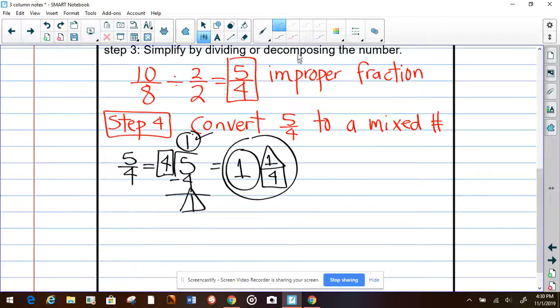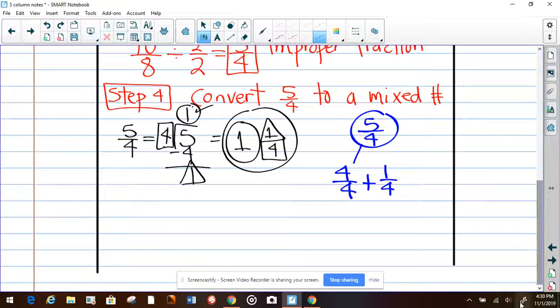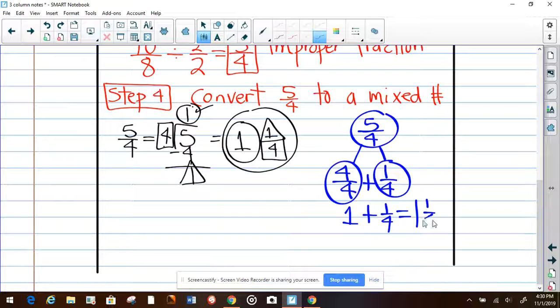Another way to find the mixed number, you can also do this. You've got 5/4, and you can decompose it into 4/4 and 1/4. So that will give us also a mixed number. How? Well, this right here becomes 1. 1 plus 1/4 equals 1 and 1/4.